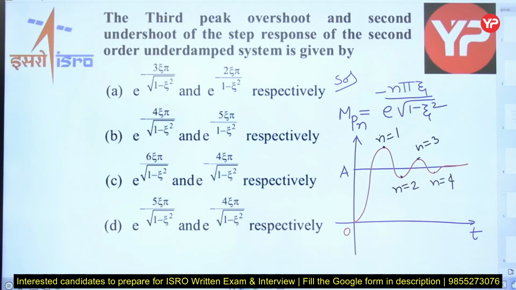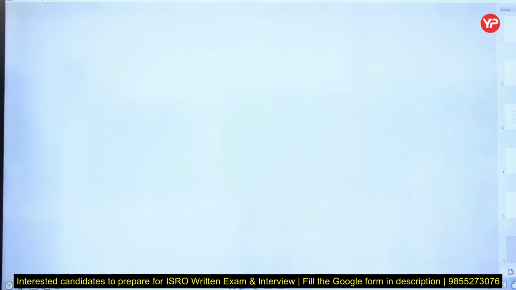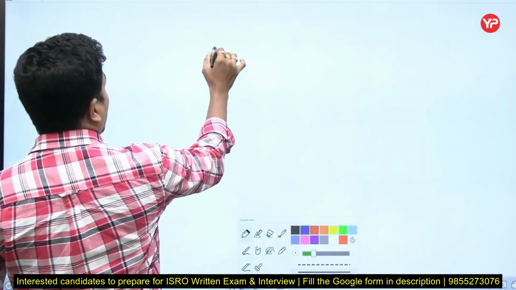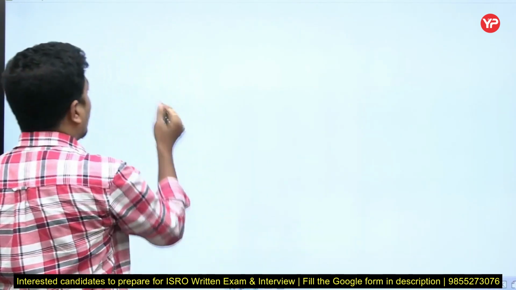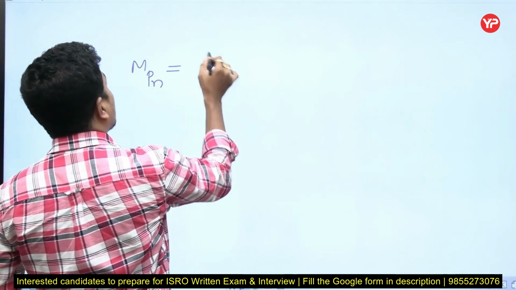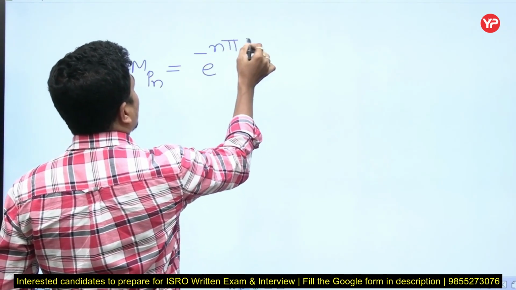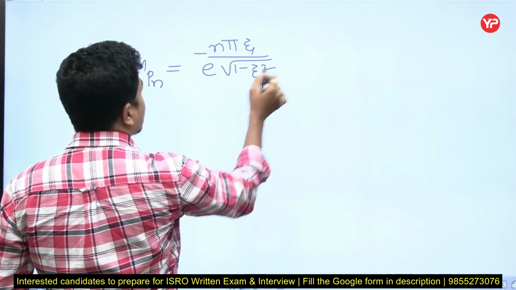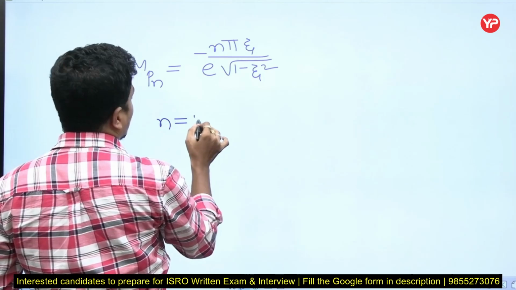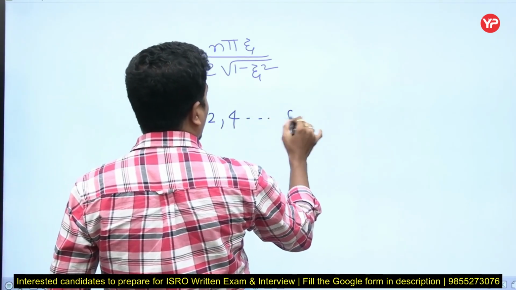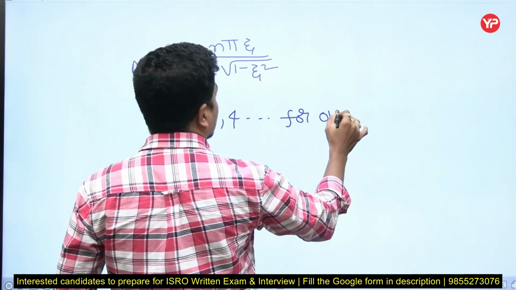Very simply, in the next page, let me write. Let me write here so that it is visible to all of you very clearly. MPn is equal to e power minus n into pi into zeta divided by root of 1 minus zeta square. n is equal to 1, 2, 4 and so on for overshoots.